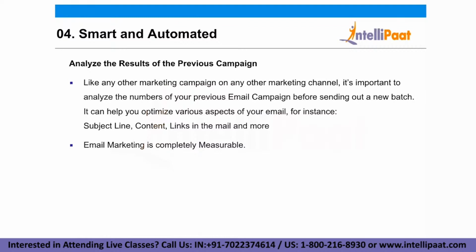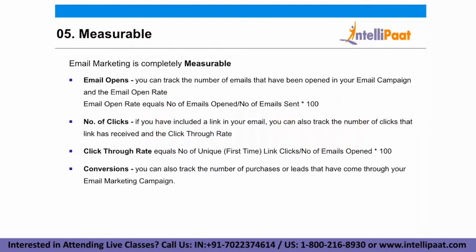So I hope you guys understood how we use the terminologies open rate and click through rate. The same thing that we discussed. Email opens is basically you can track the number of emails that has been opened in your email campaign.